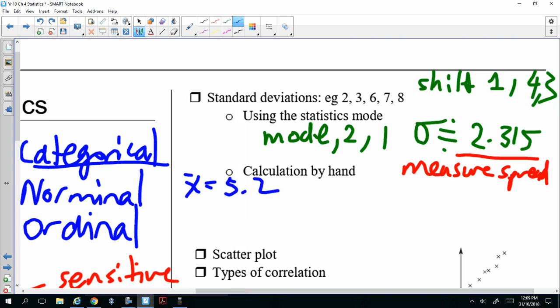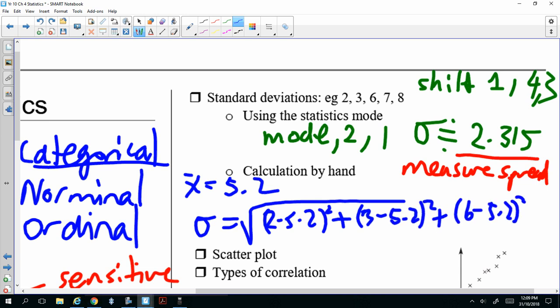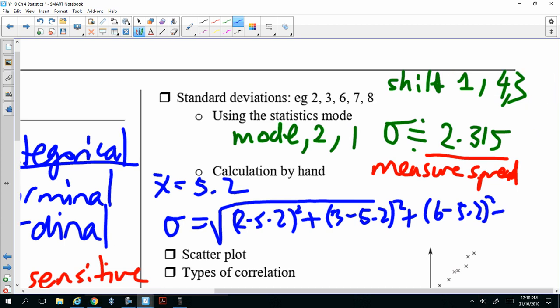sum all the differences. So you go (2 minus 5.2) squared, plus (3 minus 5.2) squared, plus (6 minus 5.2) squared, running out of room, plus dot dot dot. Okay, so you do all the differences, divide by 5, and you should get the same answer. Let's try to do that.